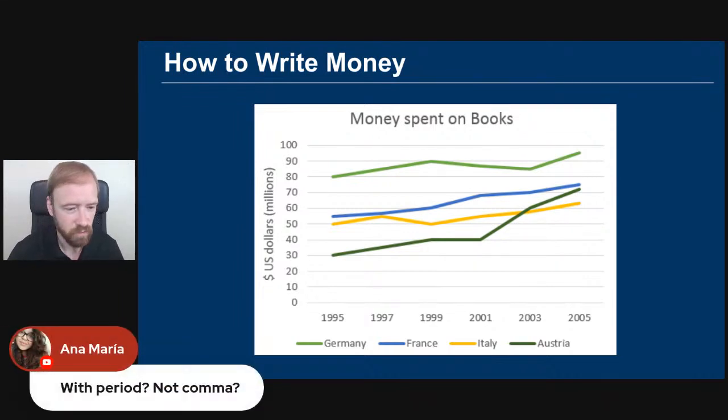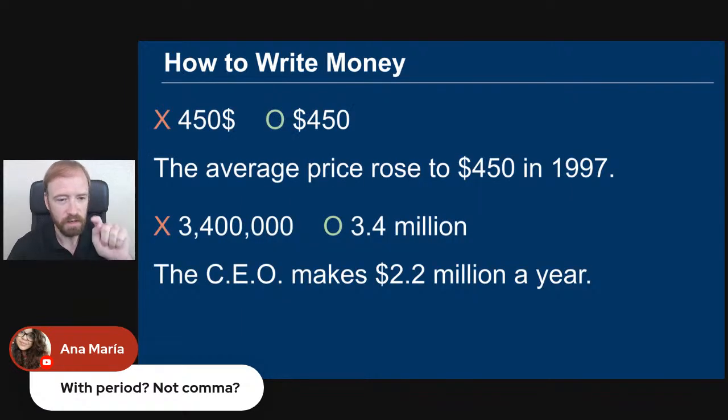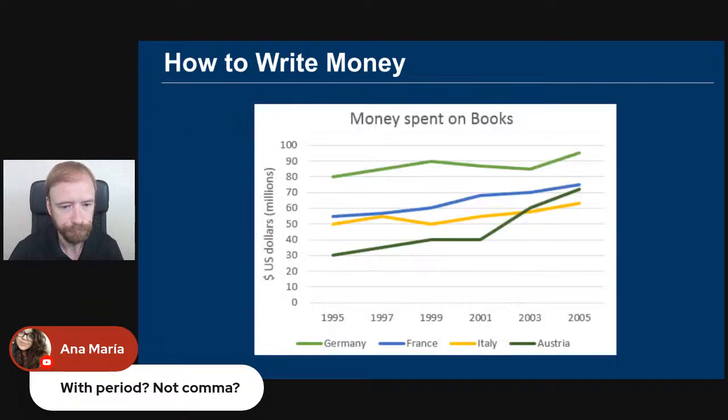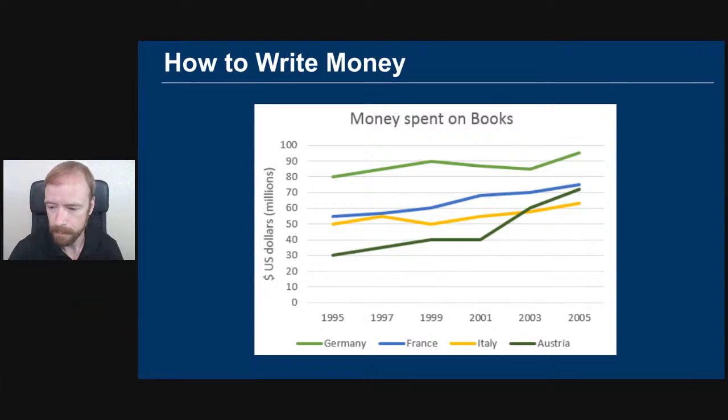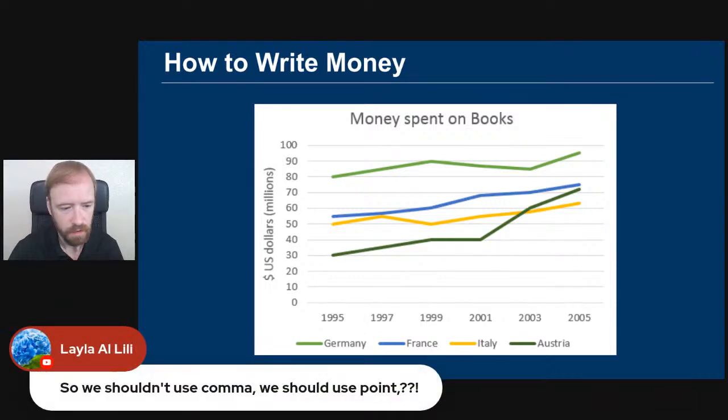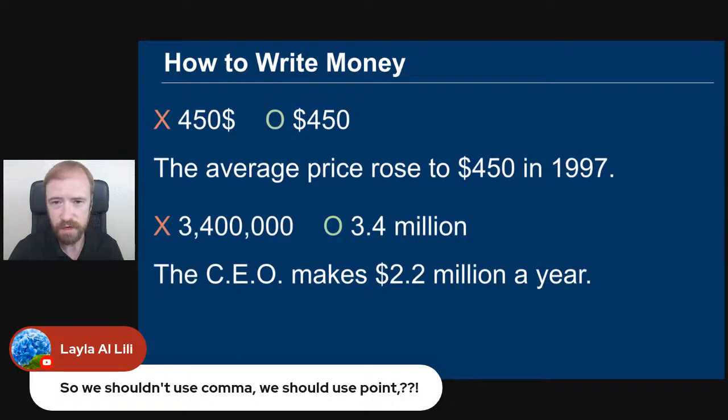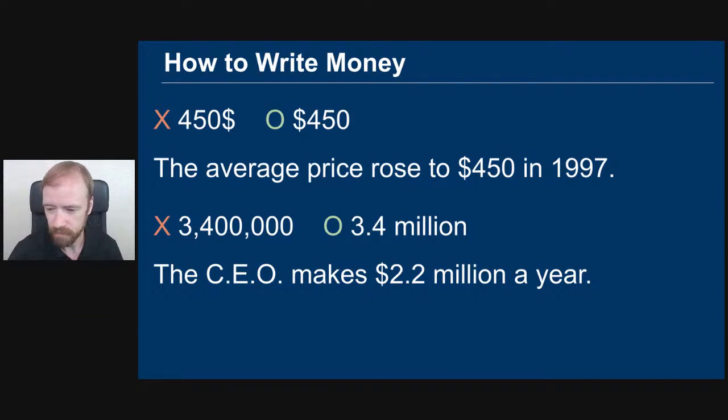Anna Marie comes in quickly with period, not comma. That's right. You want that dot. 3.4, not a comma. So we shouldn't use a comma. Well, what does it say, students? Did I use a comma? No. Comma is for the full number, and the short form will use a period. It's the point, the dot.